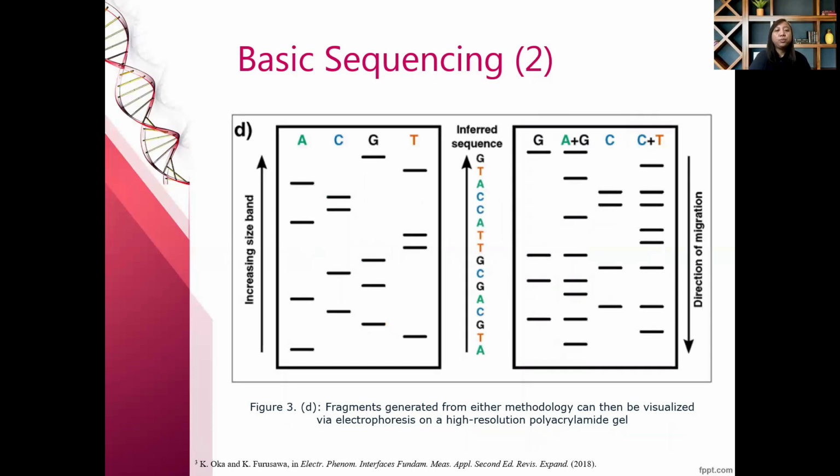After the two methods in the previous slide have been carried out, the DNA will be analyzed by the electrophoresis method. With this method, the DNA will be separated based on its size. Electrophoresis is a general term that describes the migration and separation of charged particles or ions under the influence of an electric field.